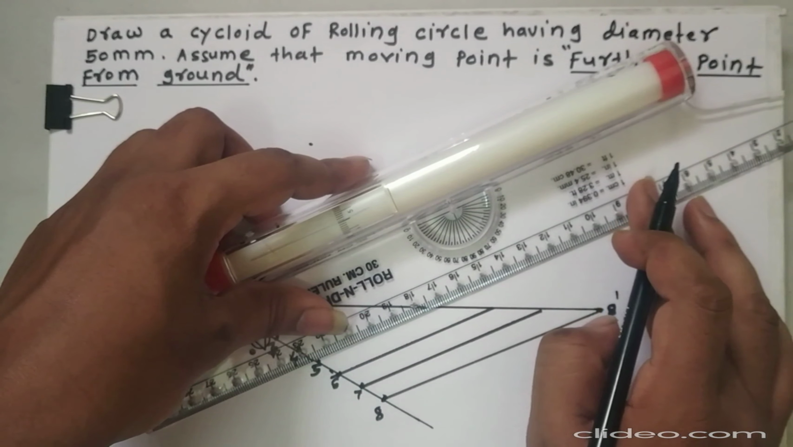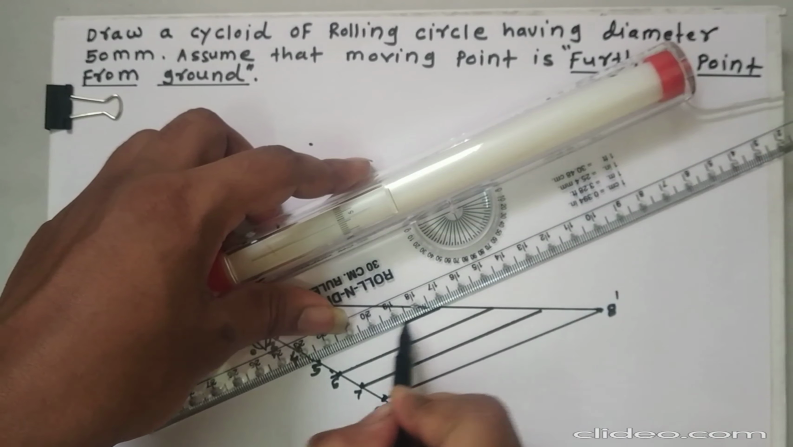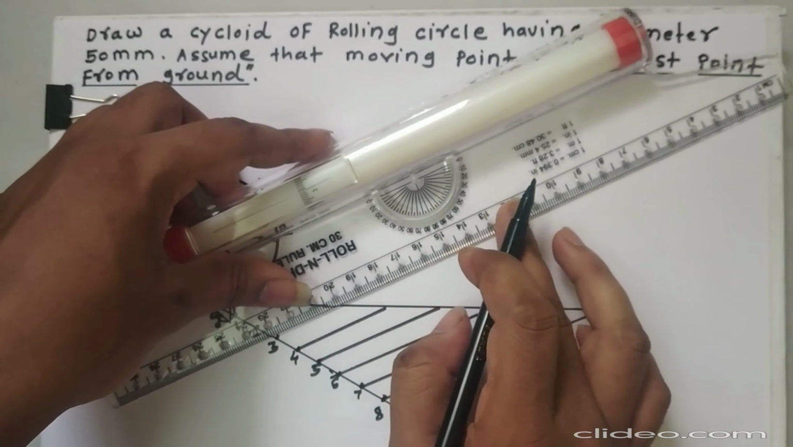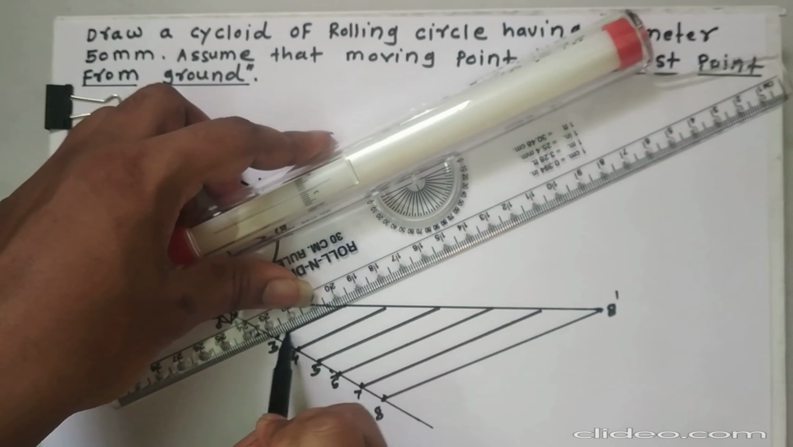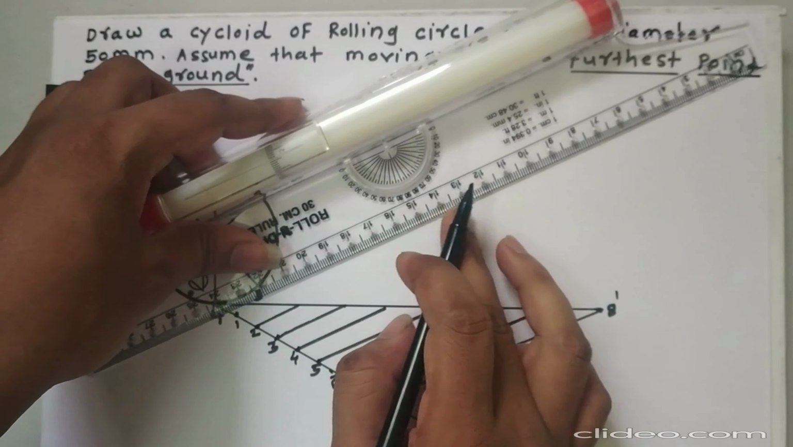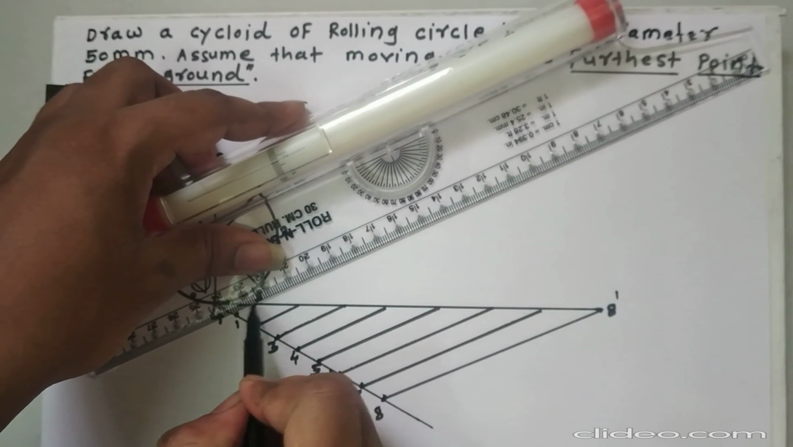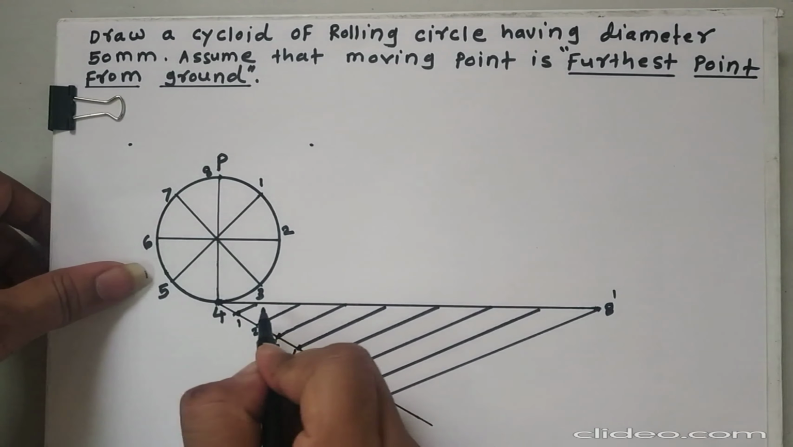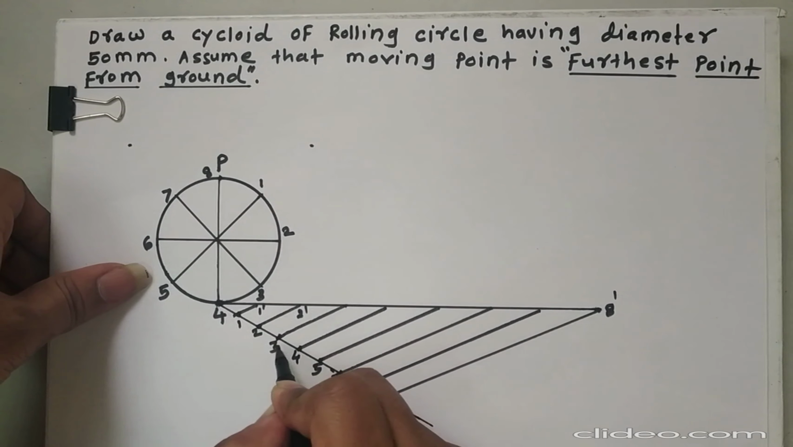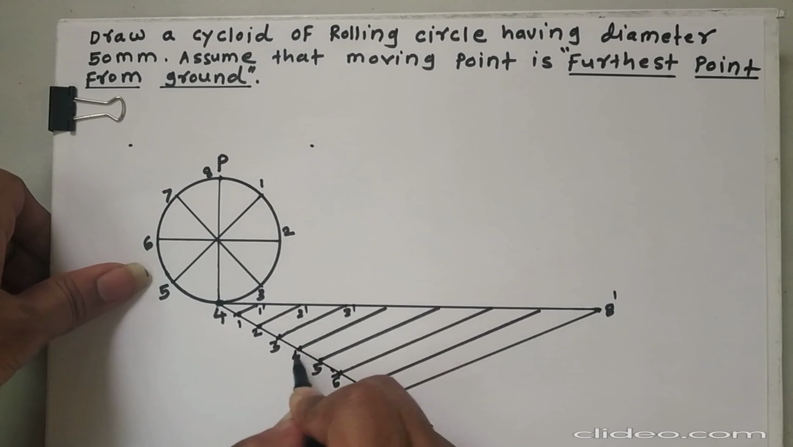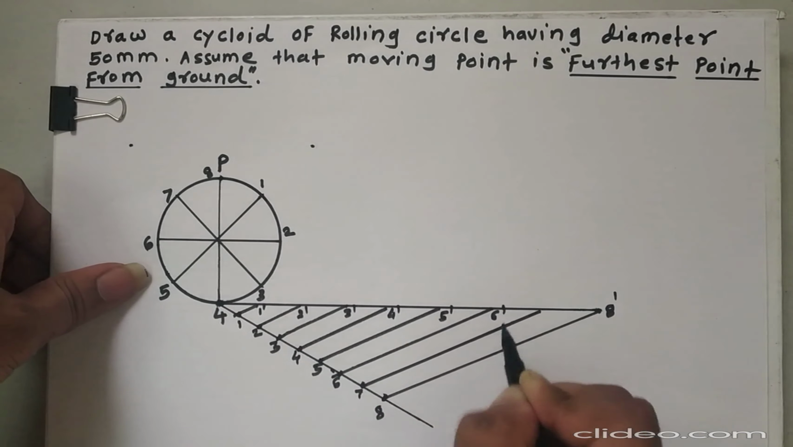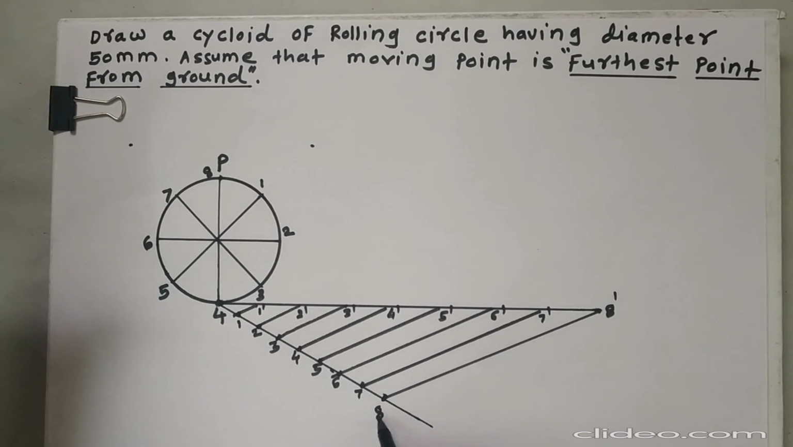Consider point number 5, point number 4, point number 3, point number 2, and the last one, point number 1. Now name these parts. So this is 1 dash, 2 dash, 3 dash, 4 dash, 5 dash, 6 dash, 7 dash, and last 8 dash.